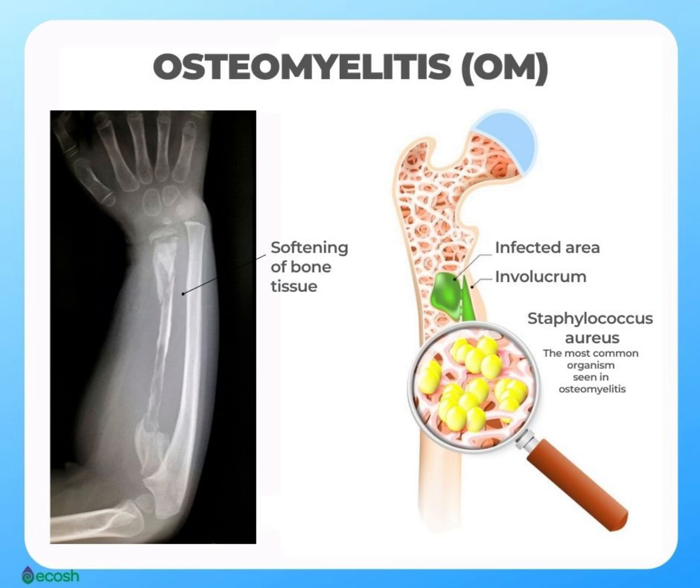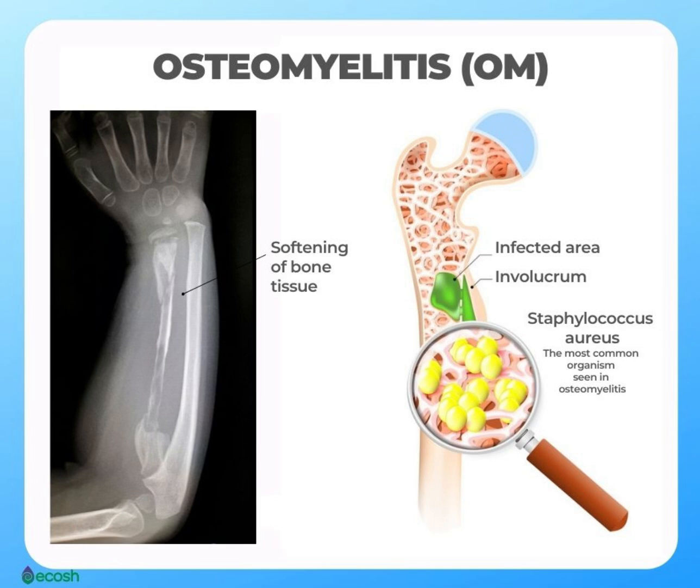Imaging studies. 1. X-ray, plain radiograph. Often normal in early stages. Late findings, periosteal reaction, bone destruction, and sequestrum formation. 2. Ultrasound. Useful for detecting subperiosteal abscesses. Can guide needle aspiration.